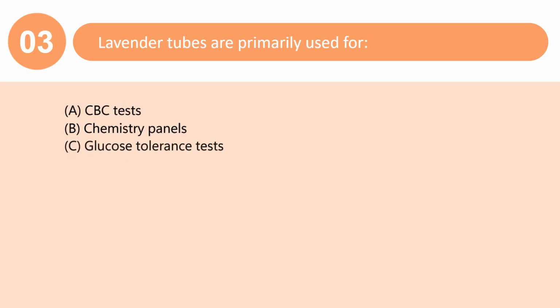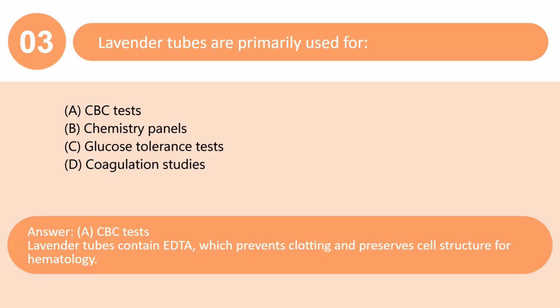Lavender tubes are primarily used for A. CBC tests. B. Chemistry panels. C. Glucose tolerance tests. D. Coagulation studies. Answer: A. CBC tests. Lavender tubes contain EDTA, which prevents clotting and preserves cell structure for hematology.